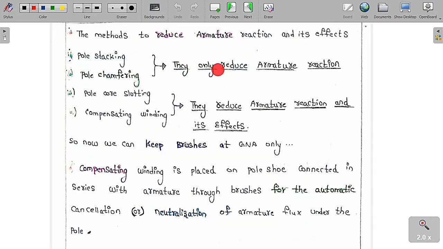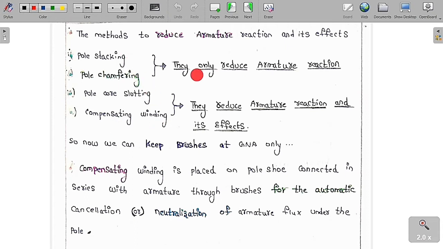The methods to reduce the armature reaction and its effects. So what are the methods? We are going to discuss the methods which reduce the armature reaction and its side effects also, which are pole stacking, pole chamfering, pole slotting, and the compensating winding. So these are the methods by which we can reduce the armature reaction and also its effects.